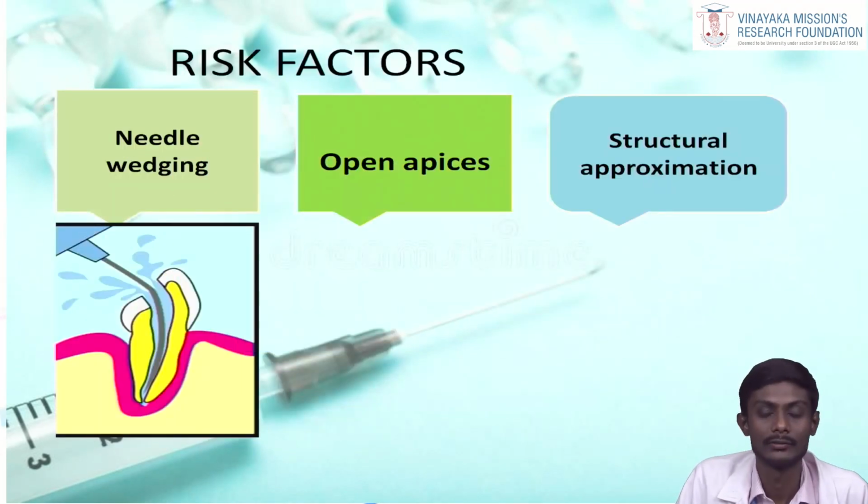The risk factors for sodium hypochlorite accidents first include needle wedging. The wedging of the needle into the root canal space mainly causes extrusion of the irrigant solution into the periapical region, because it causes active irrigation into the root canal space instead of passive irrigation. Usually we prefer passive irrigation of the irrigant solution into the root canal space, by avoiding the wedging of the needle into the root canal space.